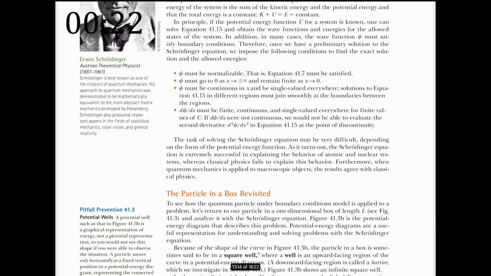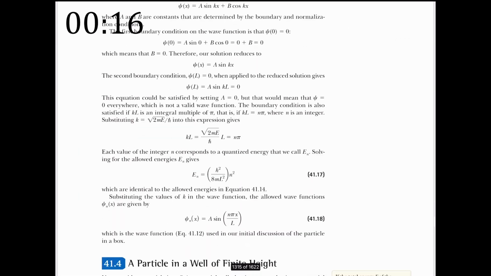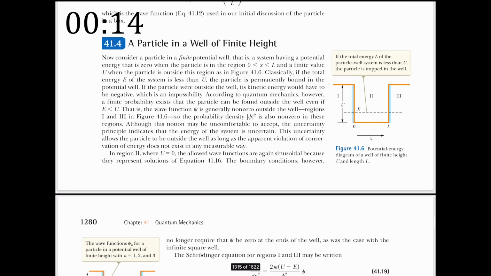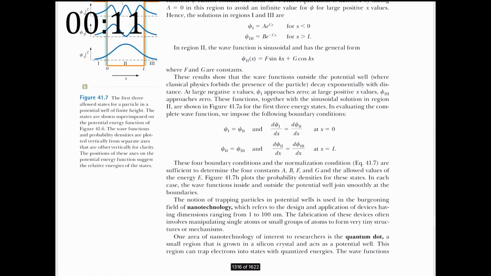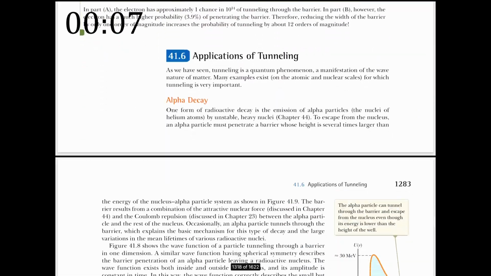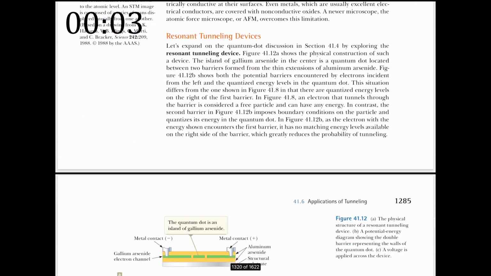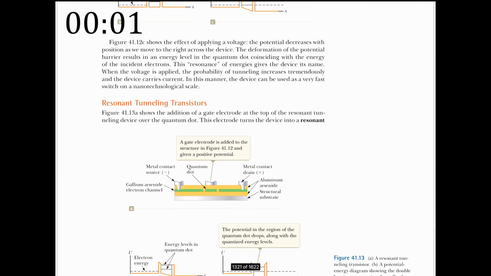All right, crazy dude. We've got the time-independent Schrodinger equation over here. Looks interesting. We've got a couple more bullet points here, but since I have 17 seconds, I'm going to push through. Particle in a box revisited. A particle in a well of finite height. Oh my god, I don't have time to finish this. Tunneling through a potential energy barrier. Applications of tunneling: nuclear fusion, scanning tunneling microscopes, and resonant tunneling devices.